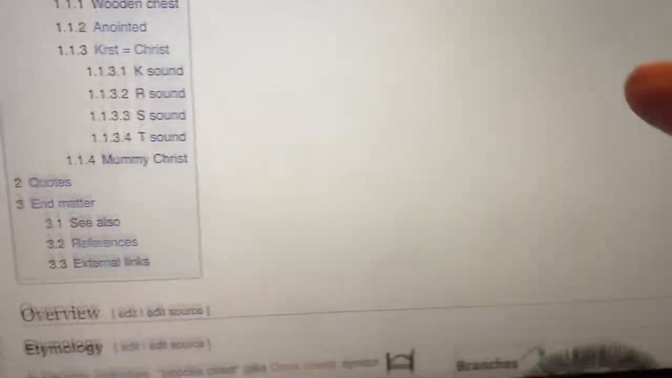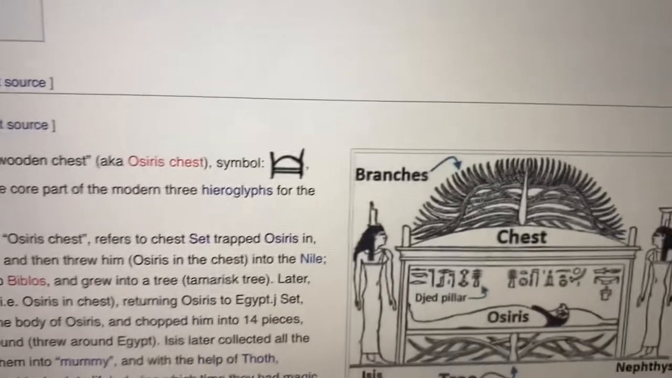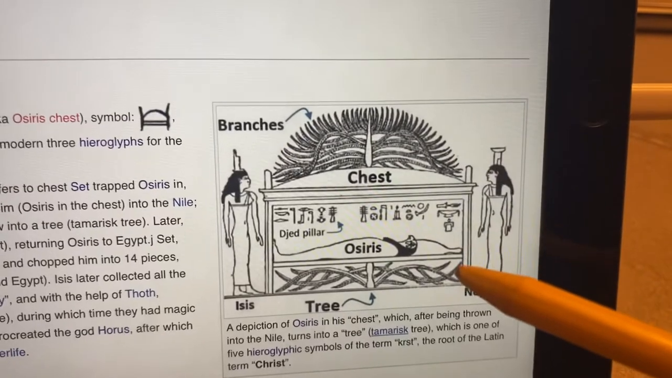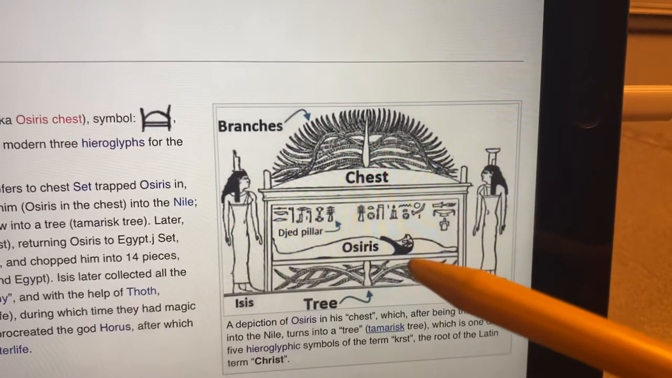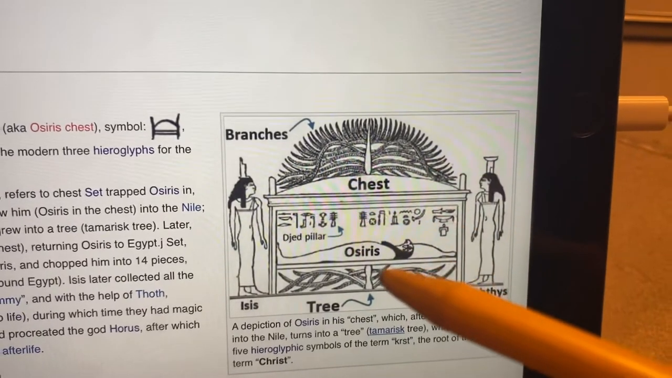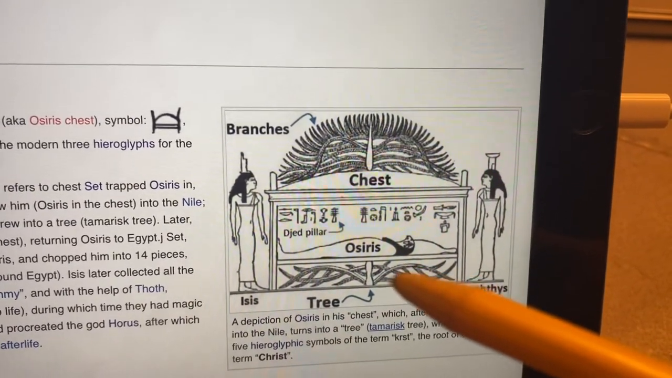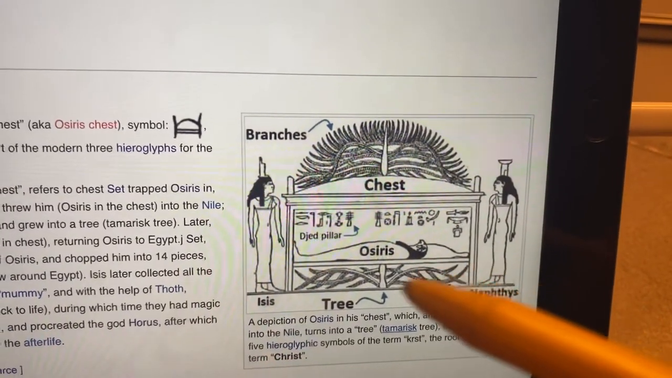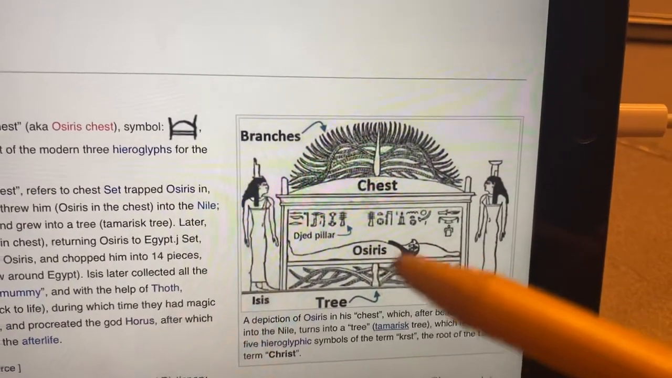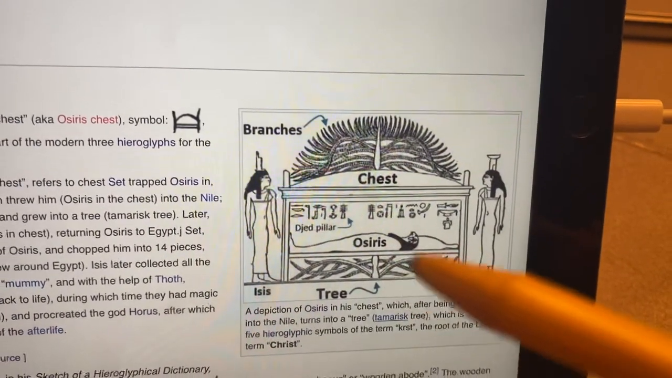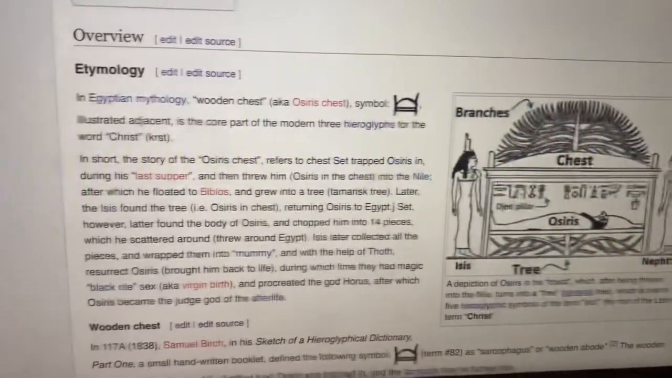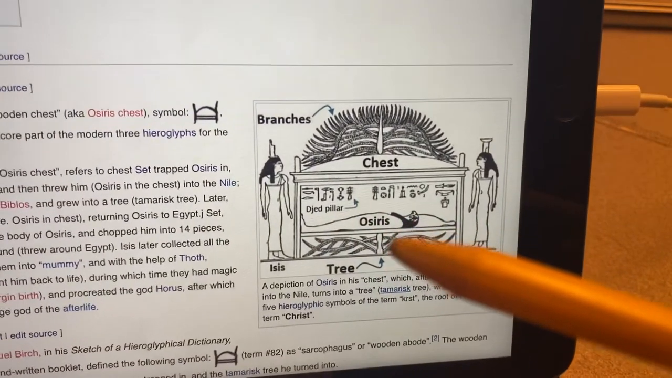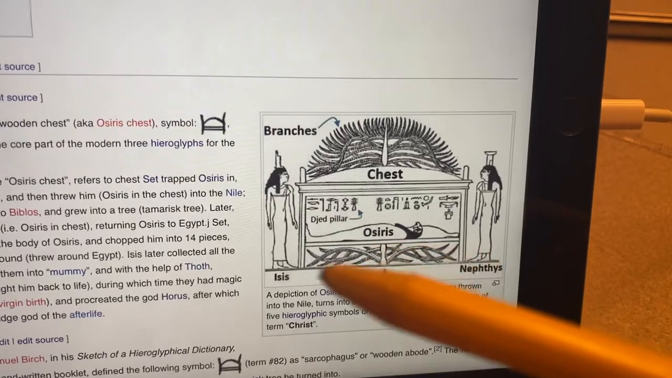Where this comes from, there is the Osiris burial chest, and here's what it looks like. So Osiris is trapped in a chest by his brother Set, and later he regrows into a tree. And after that, he is found again by Set. He's chopped into 14 pieces, thrown into the Nile, and each piece is symbolic of crops. So the crop, Osiris is a green colored god, and so the crops grow into bread.